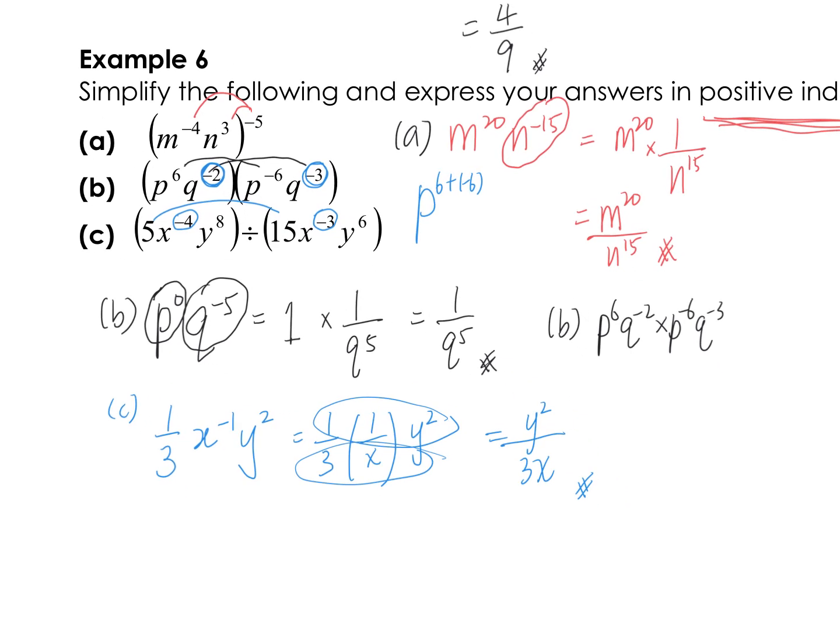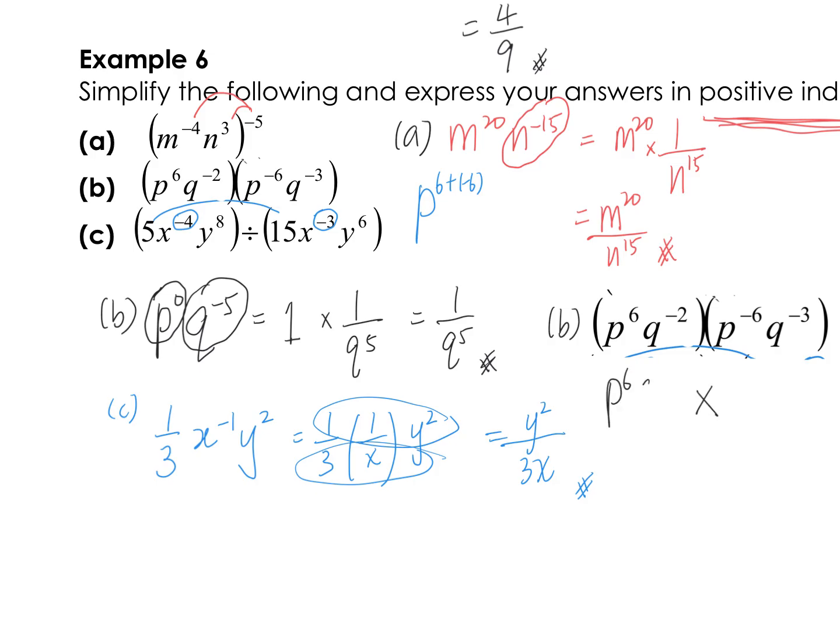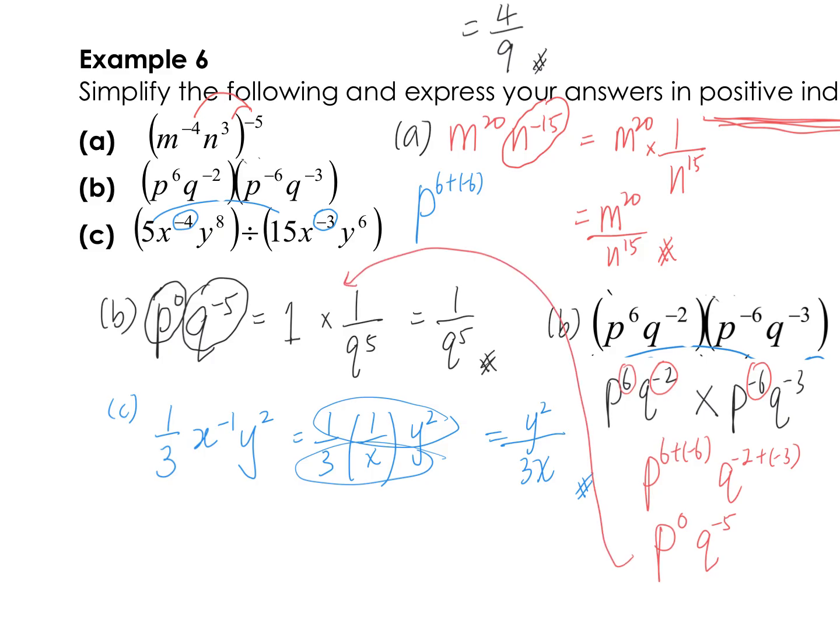Explain B again, Ken. Okay, so let's look at B. This is the example. So this is the question that they gave you. When they put bracket, I can change it to multiply. So that's the first thing. Next, if it's multiply, we basically add up the power. So P is 6 plus -6, and Q is -2 plus -3. So you end up having P0 and Q -5. So that's how you change it to this form and get this.